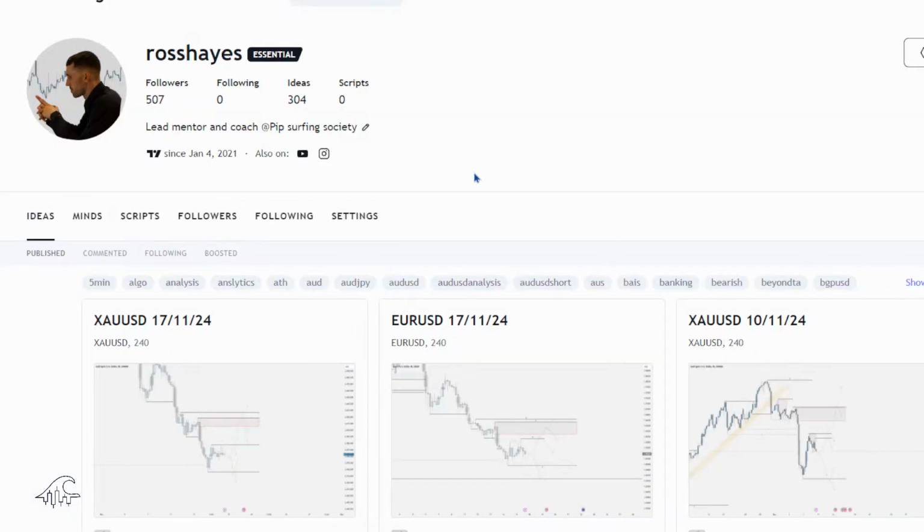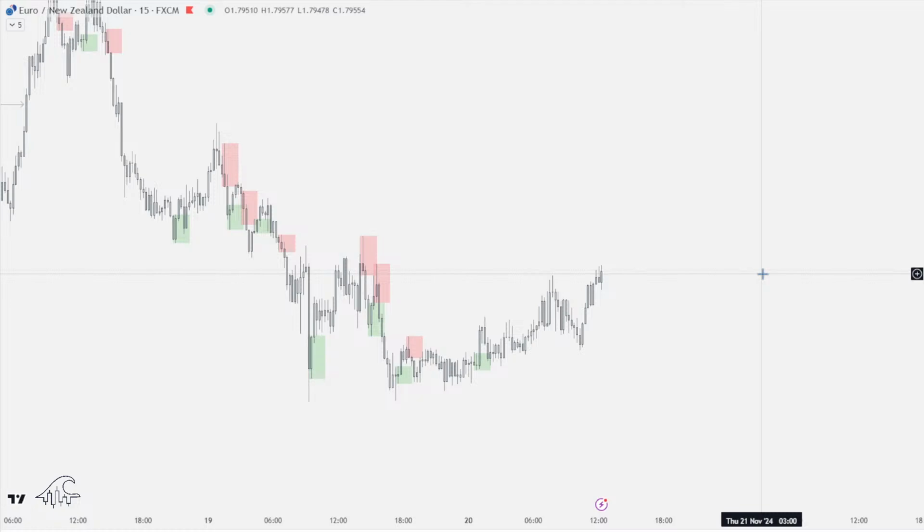So these will be my first scripts published. I haven't published any other scripts. The other script that we have under the Pip Surfing Society name is Gemini, and Gemini was written by my co-owner, so he was the one that published it.